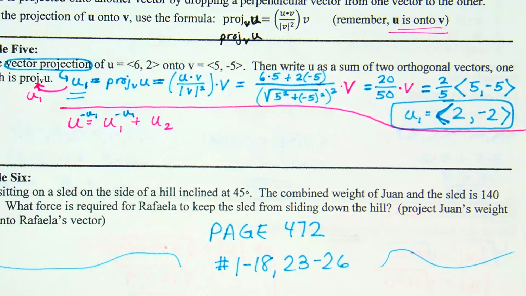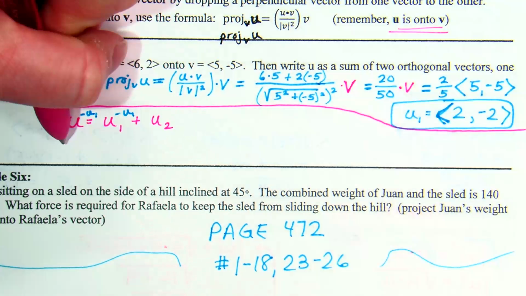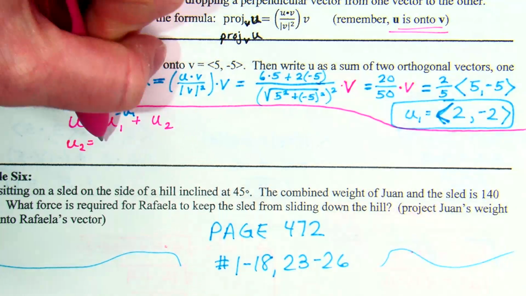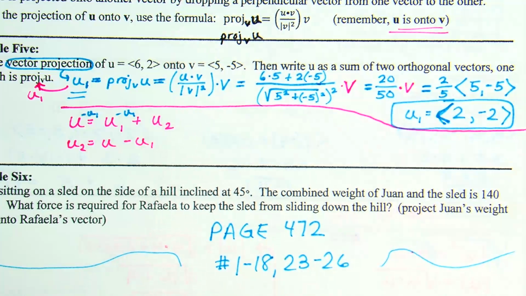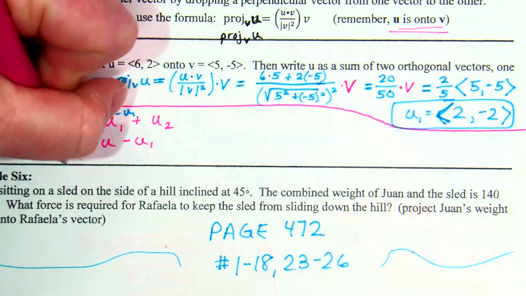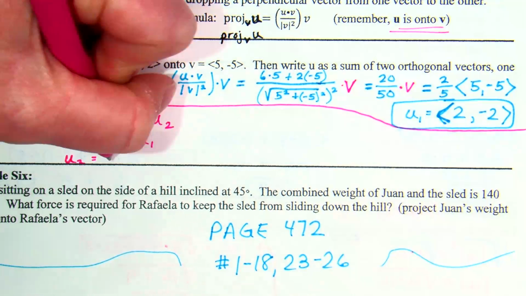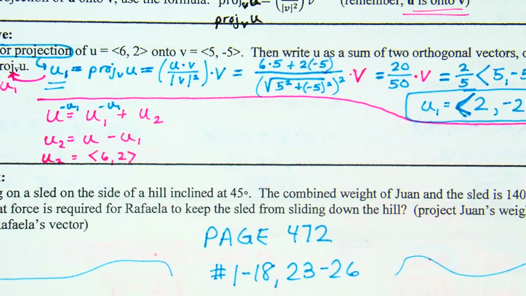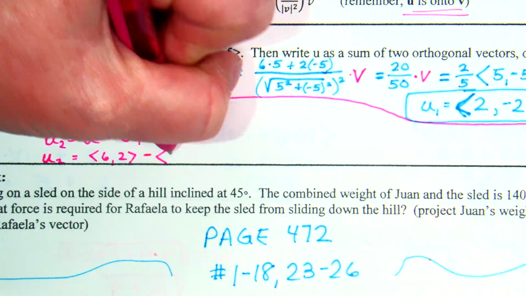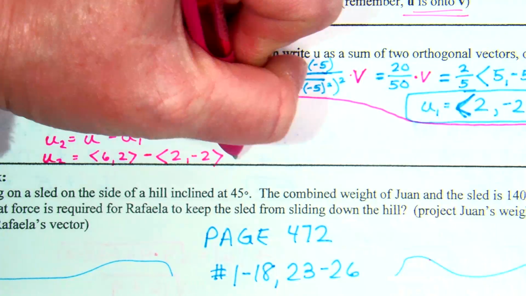And so when we do this math, u2 is going to be u minus u1. So fill in the pieces. Let's find u2. Should have left myself a little bit more room there. u was the vector 6, 2, minus u1, which is the vector 2, negative 2. How do we subtract vectors?